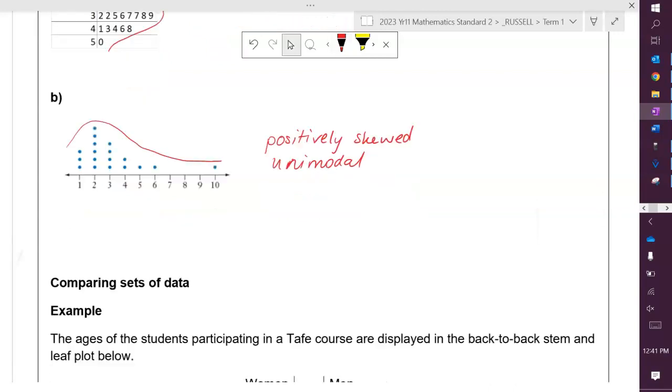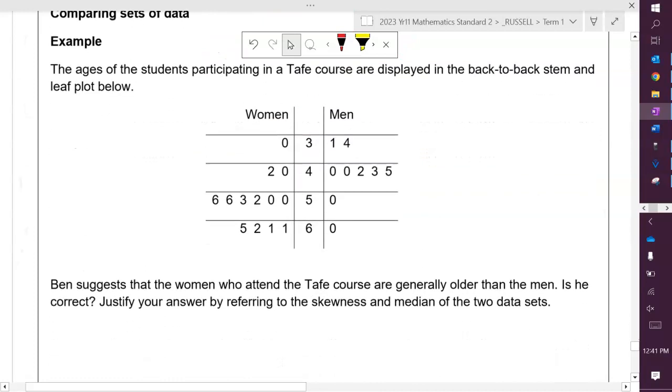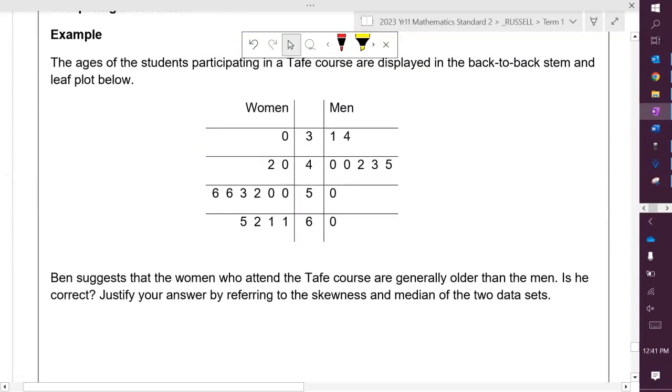If we look down here at comparing sets of data, we have the ages of students participating in the TAFE course displayed in a back-to-back stem and leaf plot below. Ben suggests that women who attend the TAFE course are generally older than the men. Is this correct, justified by referring to the skewness and median of the two data sets? So if we look at the women, this is going to be negatively skewed.